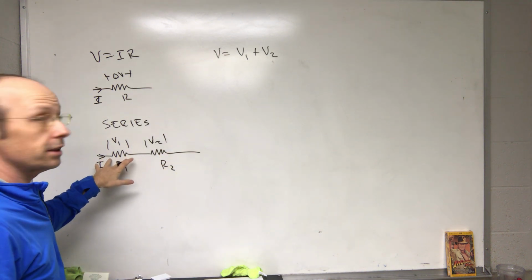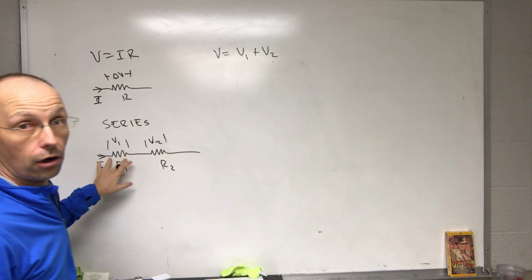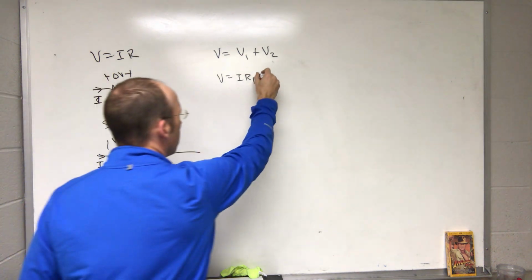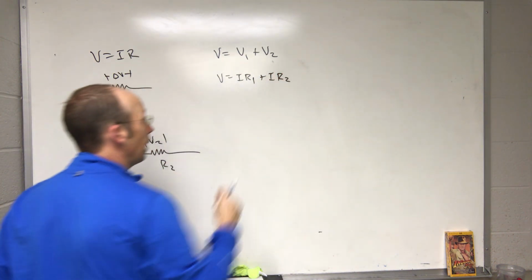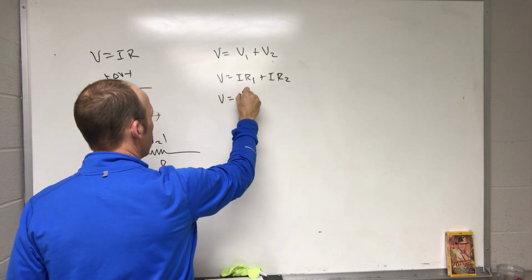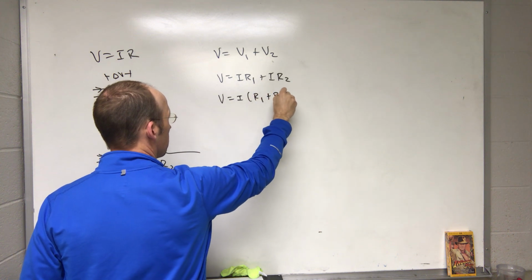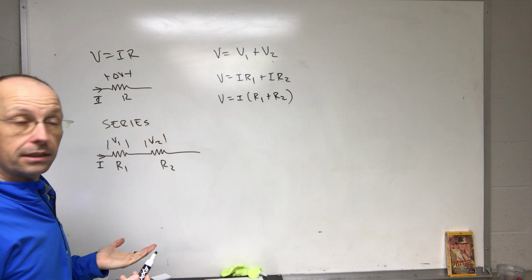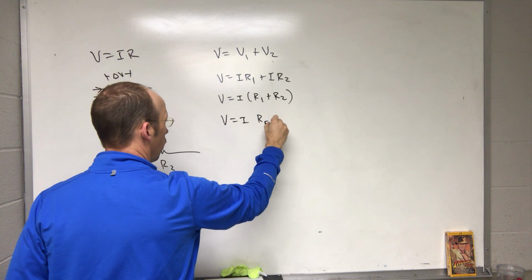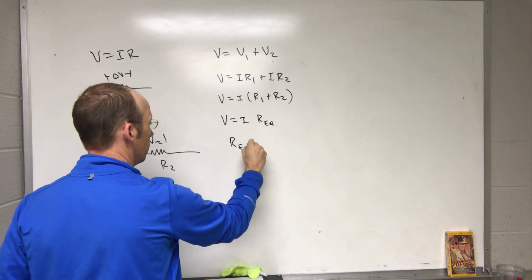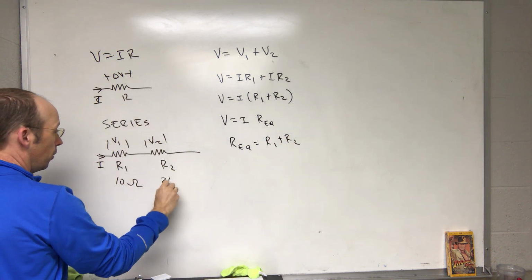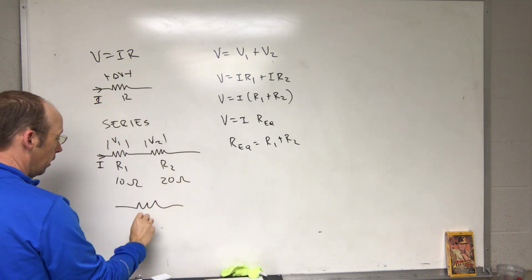And so if I take that one resistor R1, the voltage across it is going to be I R1. So this is going to be V equals I R1, and that one is going to be plus I R2. They have the same current. Now I can factor out the I. So I get V equals I times (R1 plus R2). And there you go. This says that it's just like this. I'll call this R equivalent, where R equivalent is equal to R1 plus R2. So if I have a 10 ohm resistor and a 20 ohm resistor, this is exactly like a 30 ohm resistor.